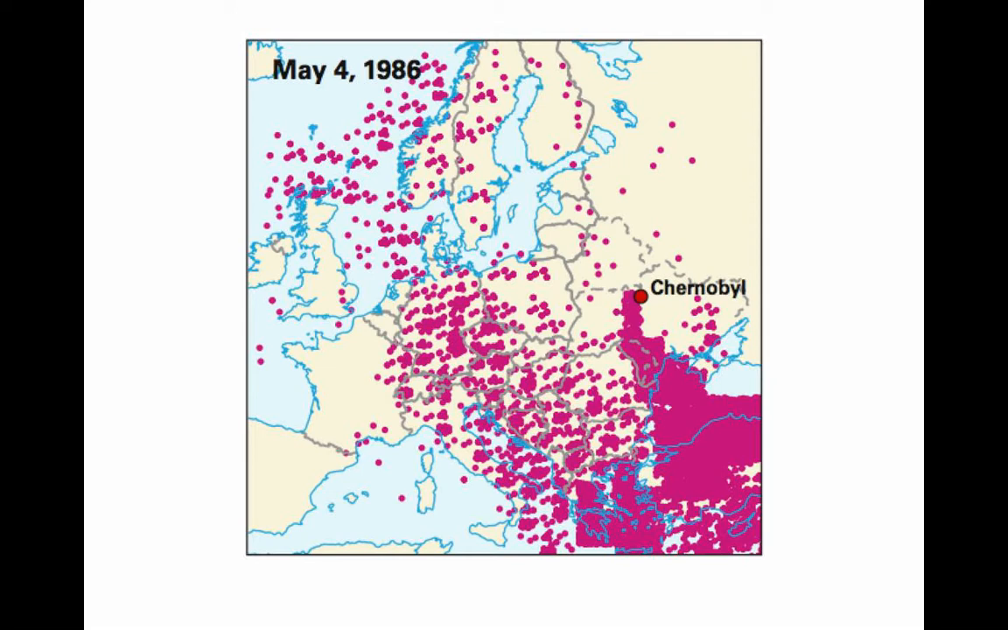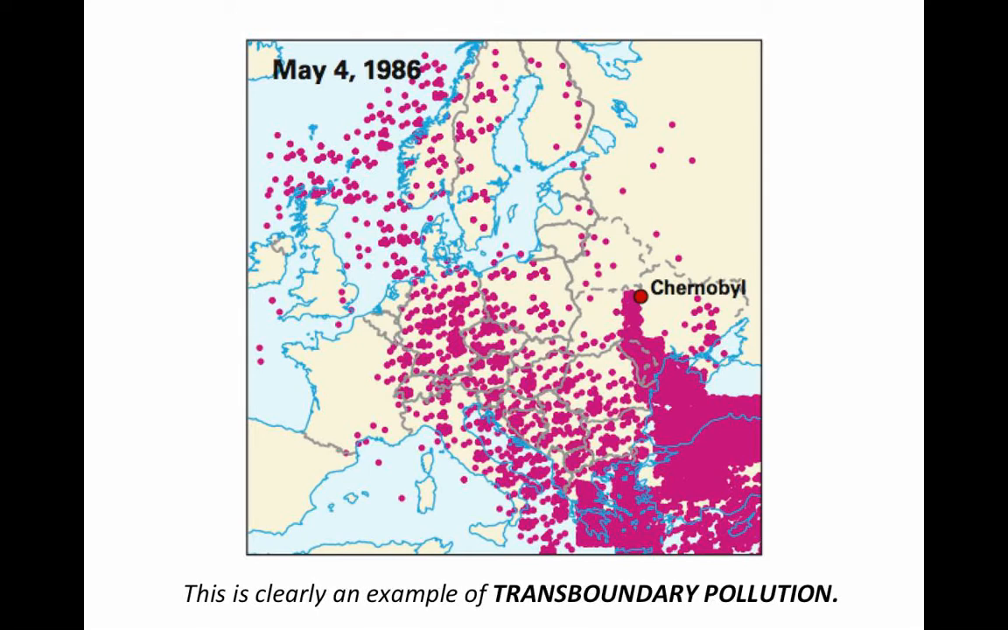In class, we've talked about different types of pollution. In particular, we described pollution that spreads from one country to another. The Chernobyl radiation accident is clearly an example of transboundary pollution. It's crossing from one place, one country, to another.